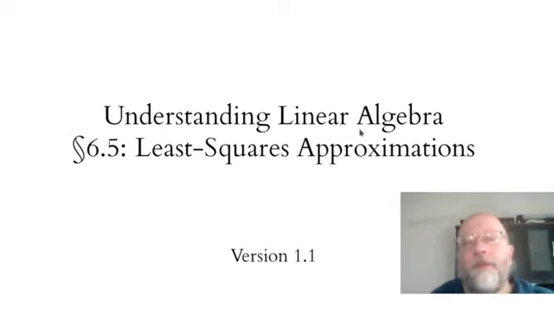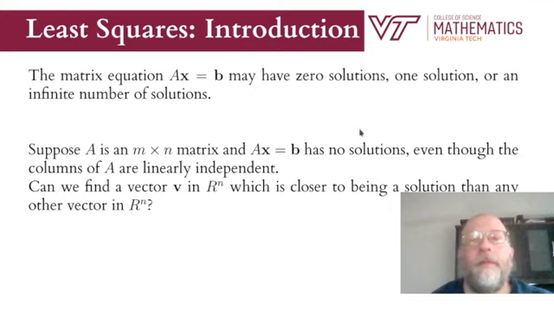We're covering section 6.5. Let's go ahead and get started. Way back in chapter 1, we saw that the matrix equation AX equals B can have 0 solutions, 1 solution, or an infinite number of solutions. We're going to talk today about the case where it has 0 solutions.